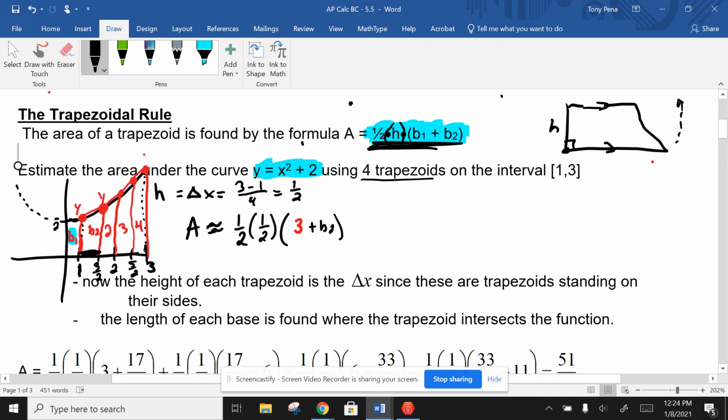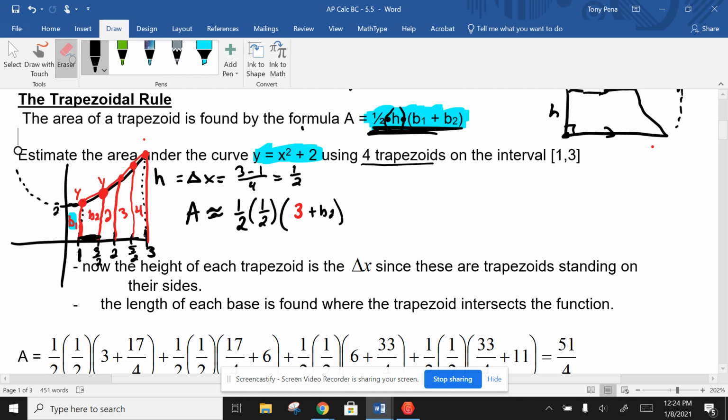All right, and when we do that, you're going to get that to be 17/4. So this here, if we throw this into our calculator, that's going to give us the area of trapezoid number 1. So here's our first trapezoid. And then we just continue on. You're going to do 1/2 because that's the half in the formula. We still have to multiply by the height. The height for all of these is also a 1/2.